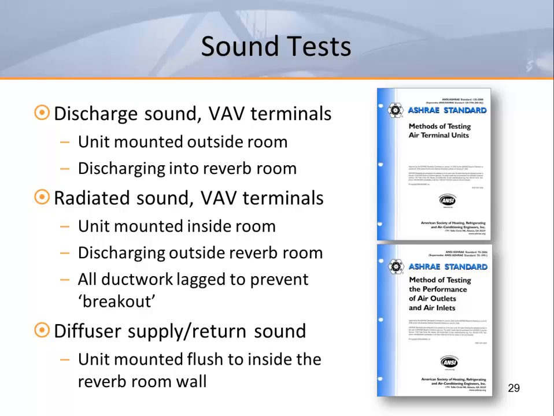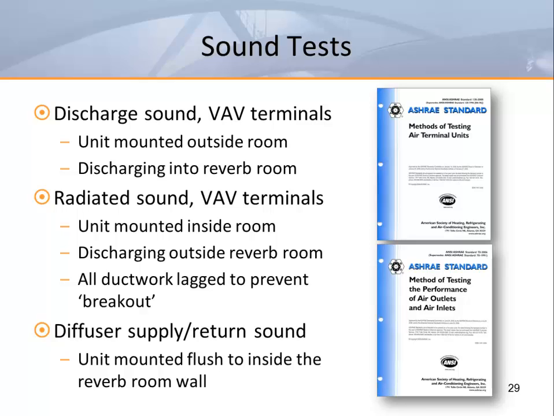Sound tests conducted in reverberant rooms typically fall into three different types. There's discharge sound for terminal units. In this test, the unit is suspended outside the chamber with a discharge duct terminating flush with the inside wall. This test is used to determine the sound of air discharging from a blower or a damper.